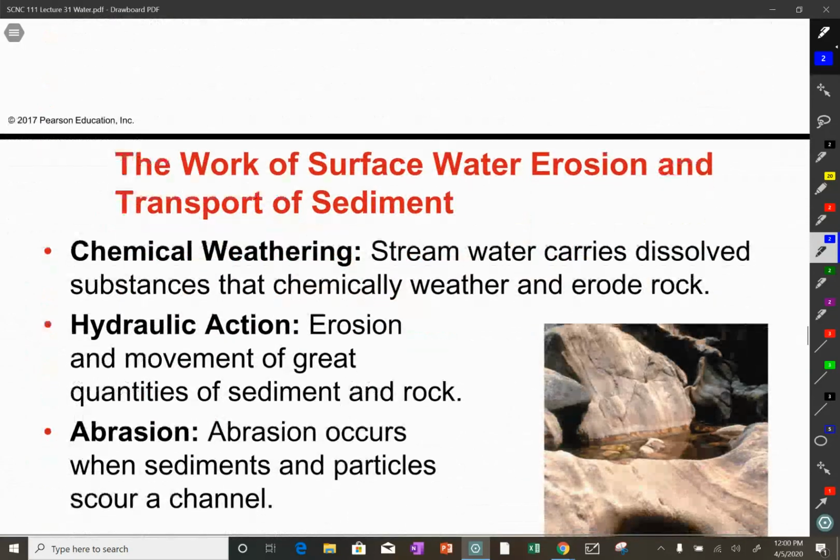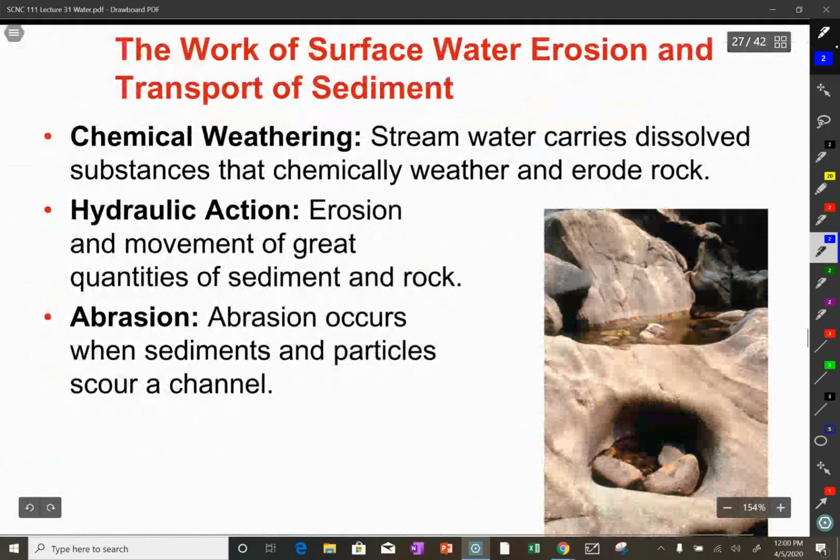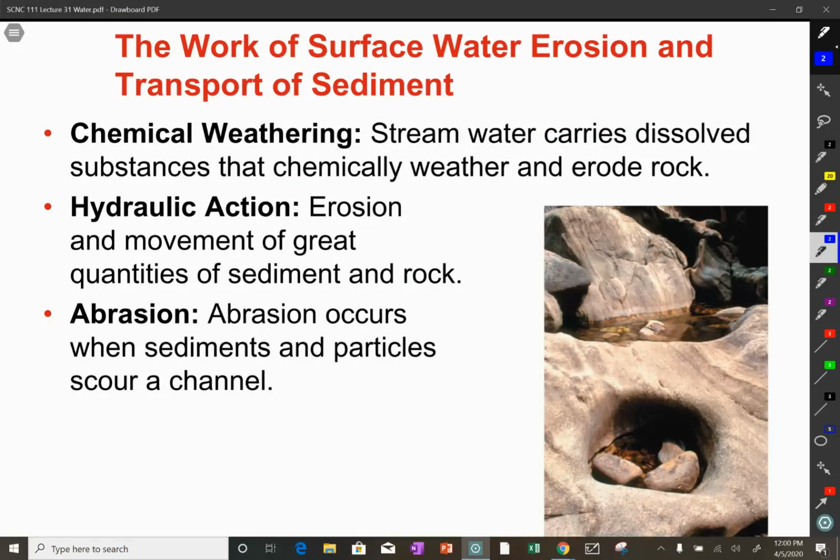I'm going to come back to a picture that deals with the deposition. But first, the picking up, weathering. Weathering is breaking rock apart. And you can break apart rock through chemical weathering. That is something like if you have an acid, it will dissolve a limestone rock. You can also have hydraulic action. Water flowing by will grind.